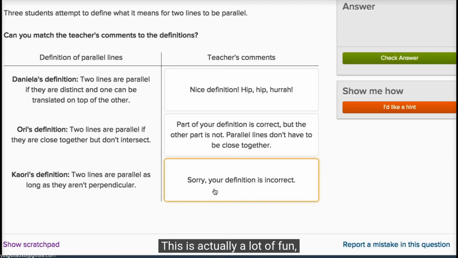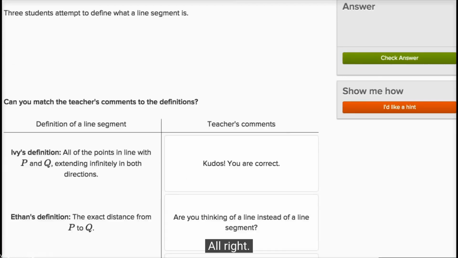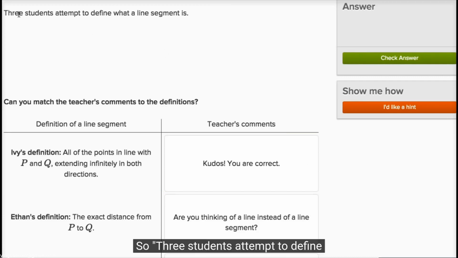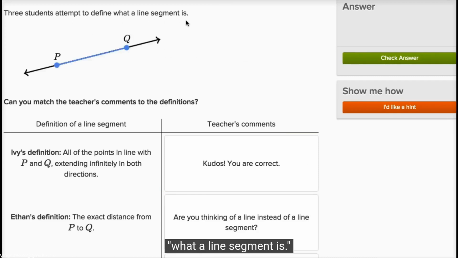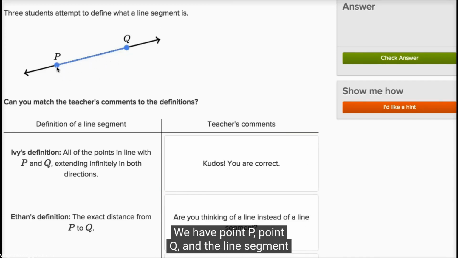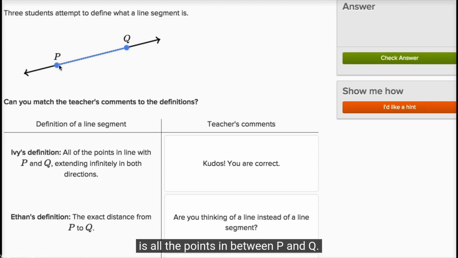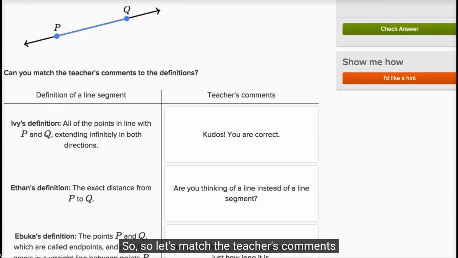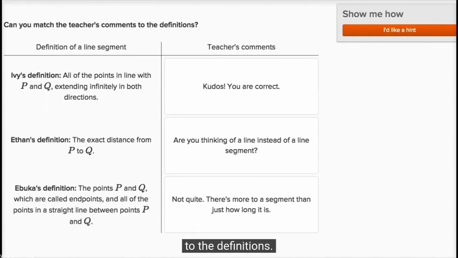This is actually a lot of fun, pretending to be the teacher. Let's do another one. All right. So 3 students attempt to define what a line segment is. And we have a depiction of a line segment right over here. We have point P, point Q, and the line segment is all the points in between P and Q. So let's match the teacher's comments to the definitions.